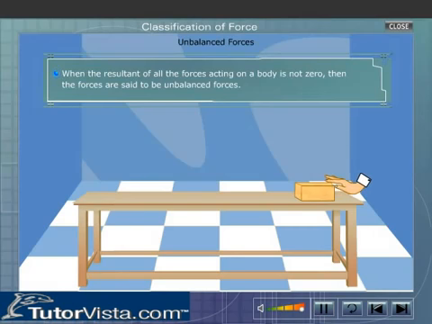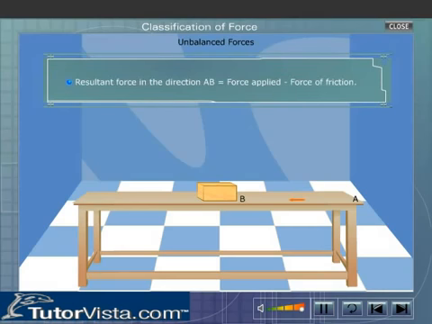Now, gradually increase the force applied at A. When the force applied at point A becomes greater than the force of friction, the block starts moving in the direction AB. Here, force of reaction is equal to force due to the weight of the block, and force applied is greater than the force of friction. Therefore, resultant force in the direction AB is equal to force applied minus force of friction. Thus we see that the unbalanced forces acting on a body produce motion in it.